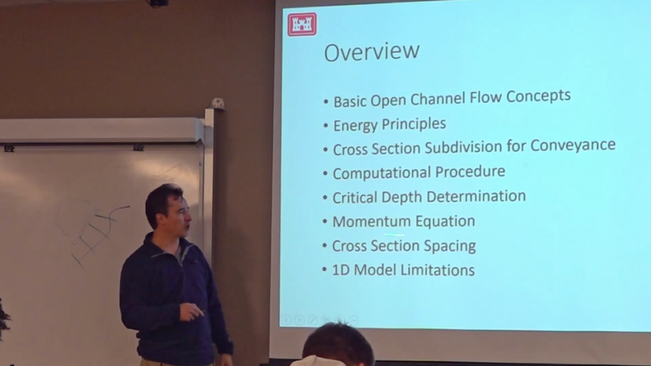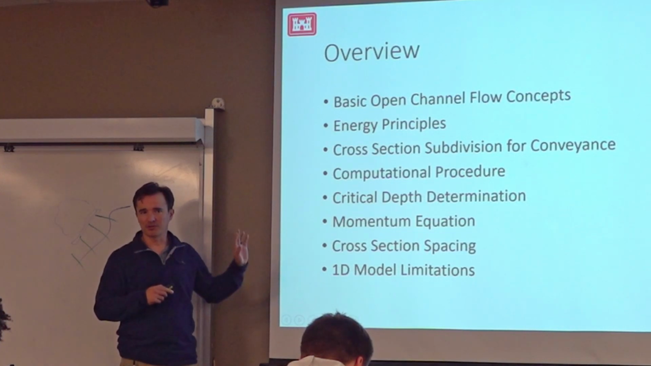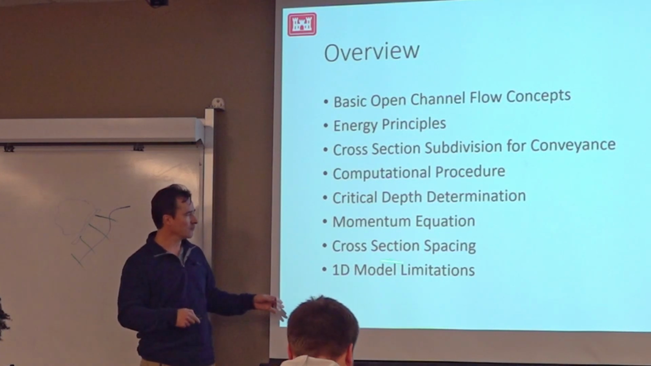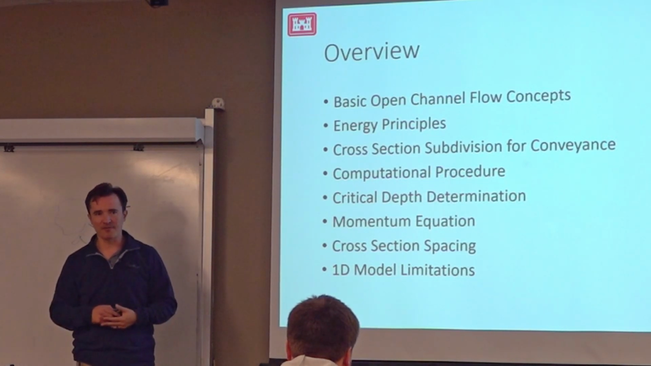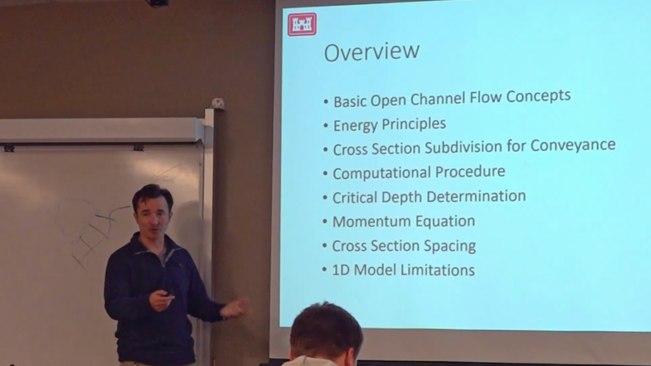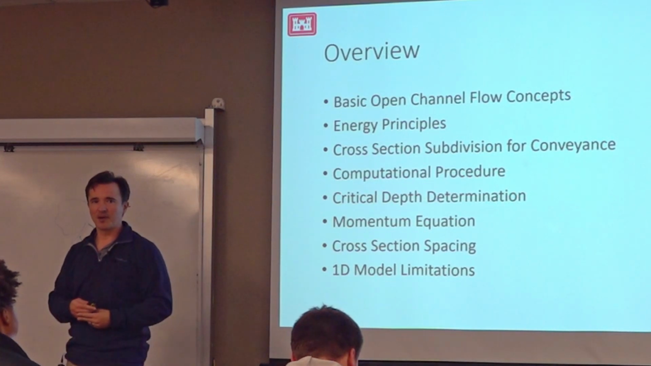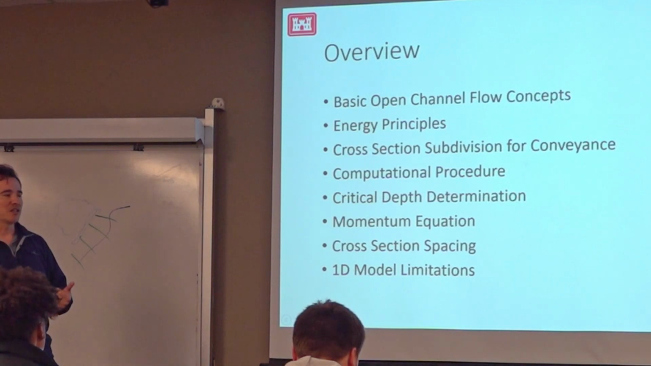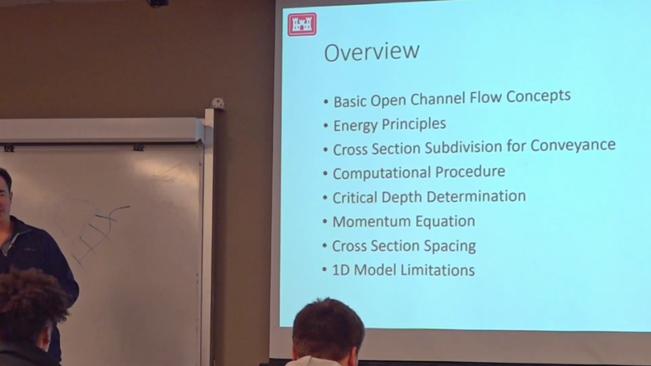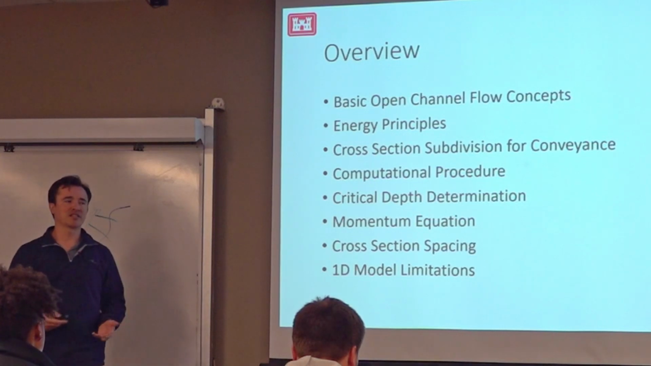We're going to cover more of this later during the week when we talk about mixed flow. We're only going to introduce that today. And then talk a little bit about cross-section spacing. There were a few questions about that during the workshop today when people were drawing the cross-sections. And then at the end, some limitations of 1D modeling. When do you want to do 1D modeling, specifically steady flow? That's what we're covering this week, versus unsteady 1D or unsteady 2D, right?